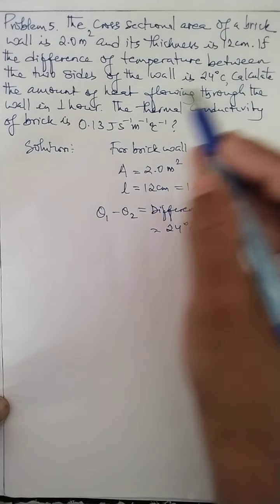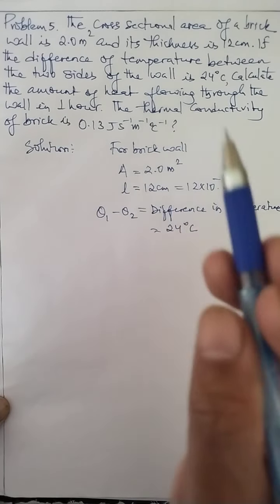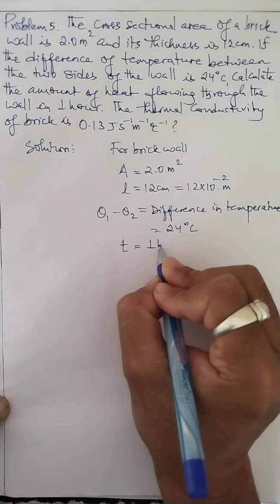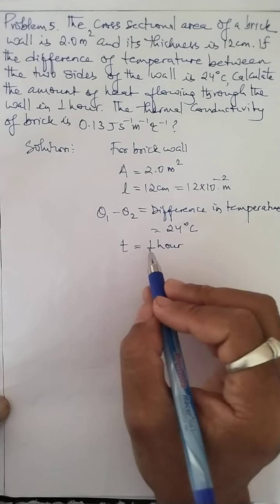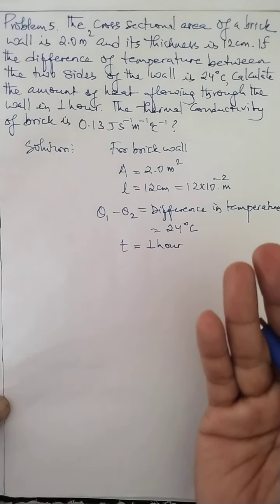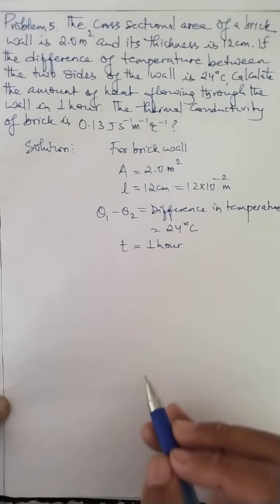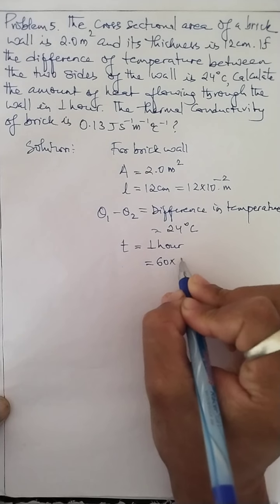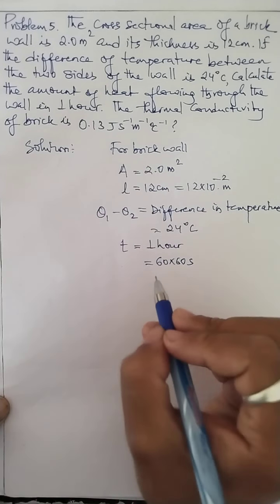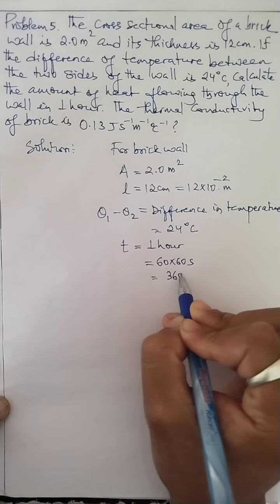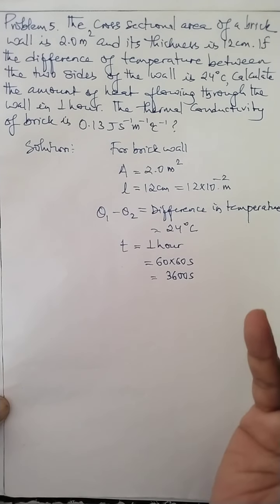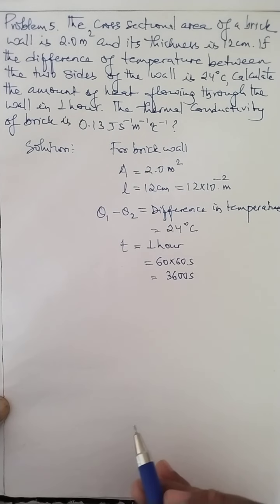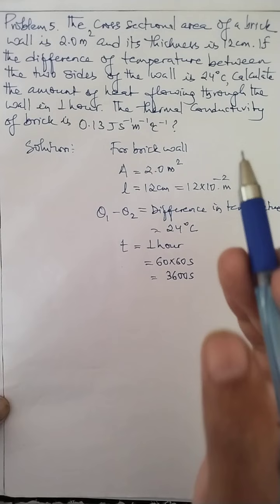Now calculate the amount of heat flowing through the wall in 1 hour. So the time in which the heat is flowing through the wall is 1 hour. We need to find how much heat flows through the cross section of the wall in 1 hour. But children, we convert this 1 hour into seconds. So I multiply by 60 into 60, because we have to write this time in seconds, which is 3600 second. So the time in which the heat is flowing through the wall is 3600 second.